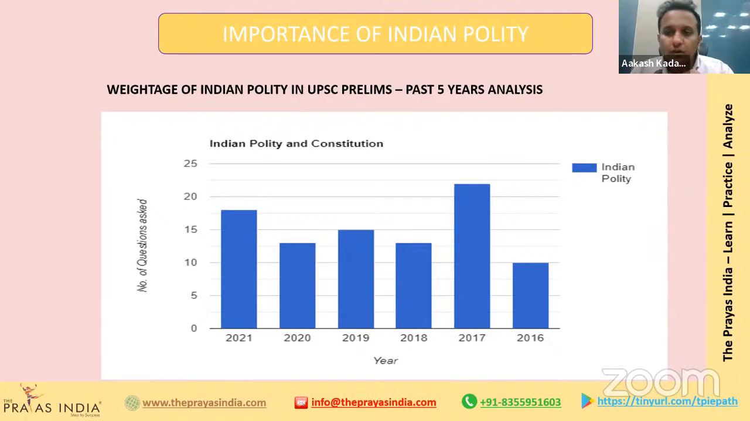So on the screen, you can all see the bar graph, which gives you an analysis of the past 5 years of questions. In the past 5 years, one thing we can notice is that on an average, more than 15 questions have been asked by UPSC in the prelim stage. Now, what does this tell you? Even if I count on an average 15 questions every year, 15 times 2 is 30 marks. So 30 marks are coming only from the portion of Indian polity and constitution.